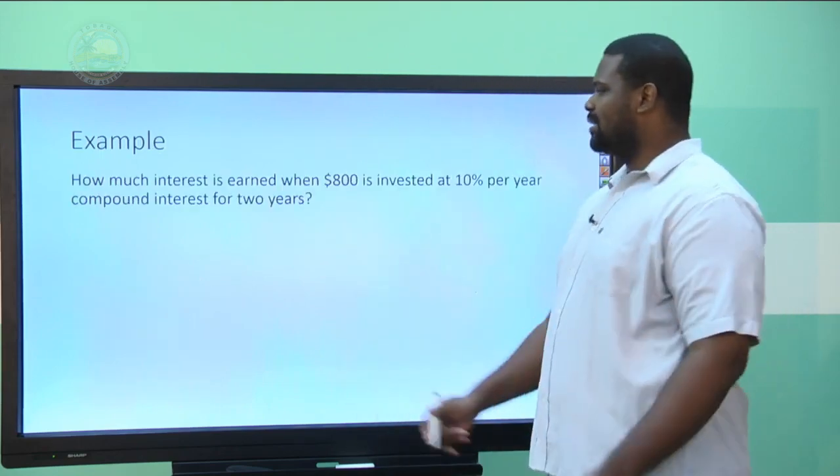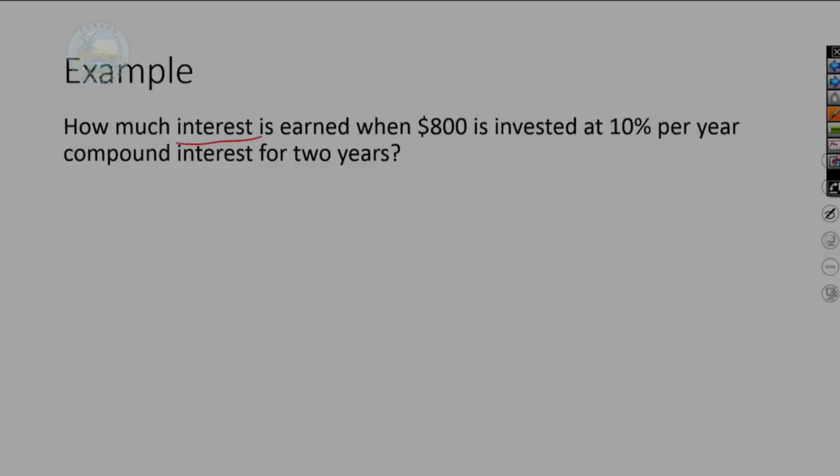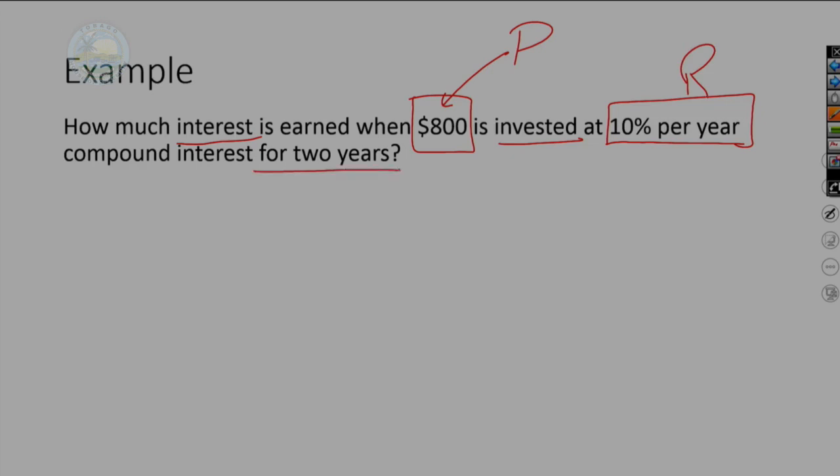Let's look at this question. It says, how much interest is earned when $800 is invested? So if we invested $800, this means that this automatically becomes our principal. All right. At 10% per year, what is this? This is our rate, and it is compounding over 2 years, or the interest rate is applied for 2 years.